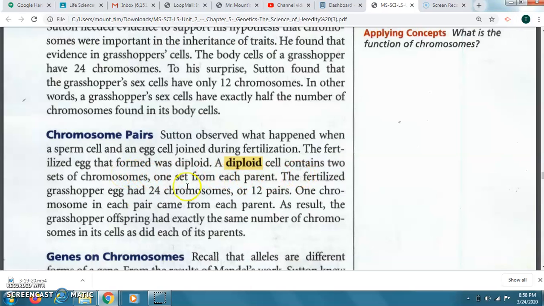Okay? The fertilized grasshopper egg had 24 chromosomes, or 12 pairs. One chromosome in each pair came from each parent.